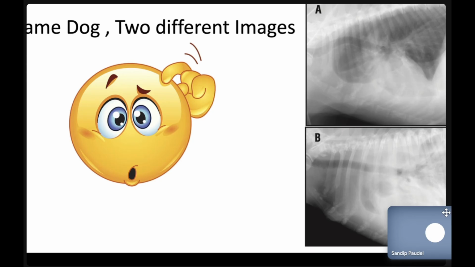I don't know if we can interact with the text or anything here. Can we? Yes, we can. So can anyone just write down here so that at least I know we are interacting? Why are these two images different?